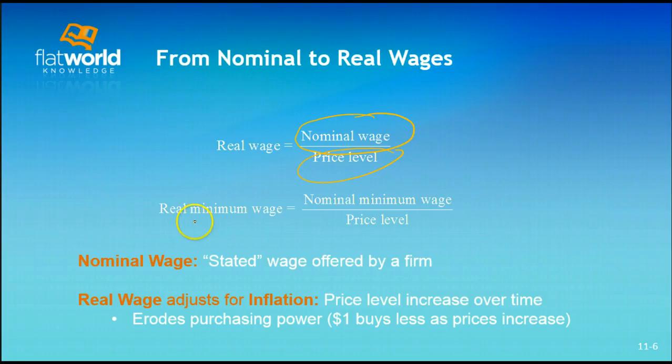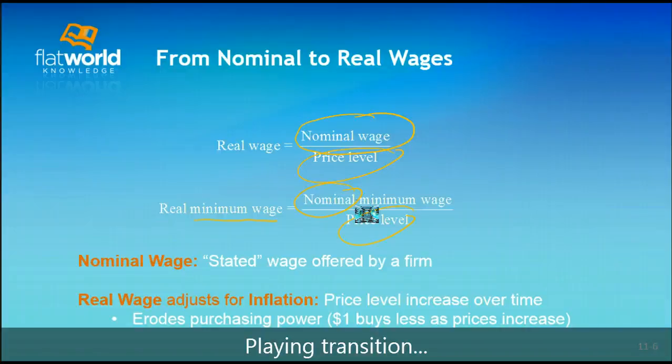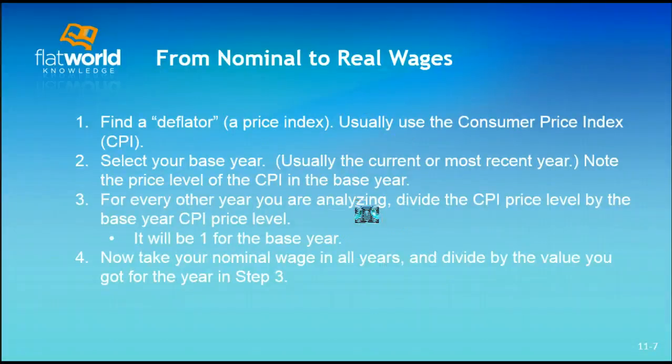Now, if we're just talking about a federal minimum wage, it's the exact same calculation. Take the nominal minimum wage, which right now we know federally is $7.25 an hour, and we divide it by the price level. Now, functionally, how do we even do that? Well, let me work through an example for you. In your book, it shows you a process by which you can change a nominal wage or a nominal anything into the real wage or a real anything.